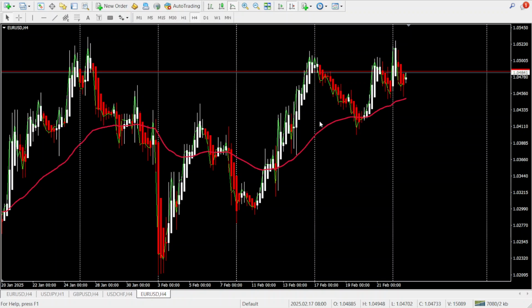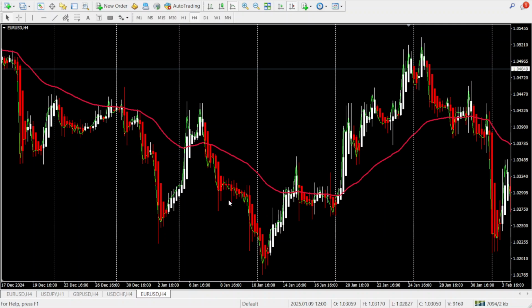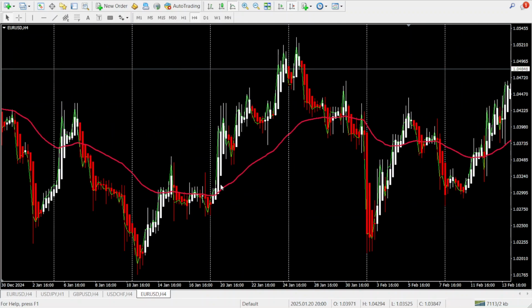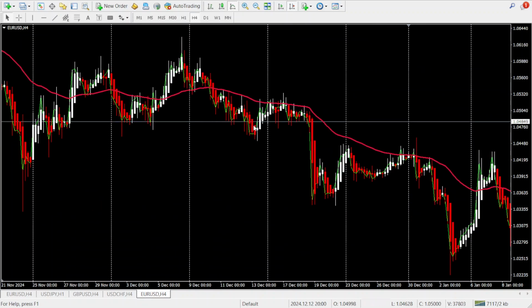First of all, you check where the price is in relation to the 50 EMA. If the price is above the 50 EMA, the market is in an uptrend. All right. If the price is below the 50 EMA, then the market is in a downtrend. So this gives you the direction of the market and helps you focus on the right trades. For example, if the price is above the 50 EMA, you'll focus on buying opportunities. If the price is below the 50 EMA, you'll focus on selling opportunities.